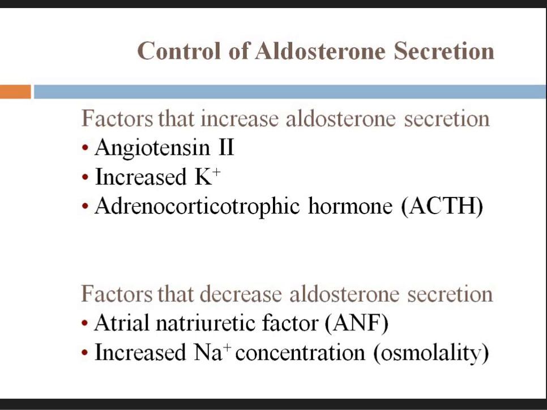Factors that decrease aldosterone secretion is atrial natriuretic factor. As the name indicates, it is natriuretic. That means it causes excretion of sodium ions in the urine. It is liberated whenever there is stretch of the walls of atria, and once this is liberated, it causes natriuresis, that is excretion of sodium in the urine. So that factor also decreases aldosterone secretion, and increased sodium concentration, if it is there, which increases osmolality, also causes decrease in aldosterone secretion.